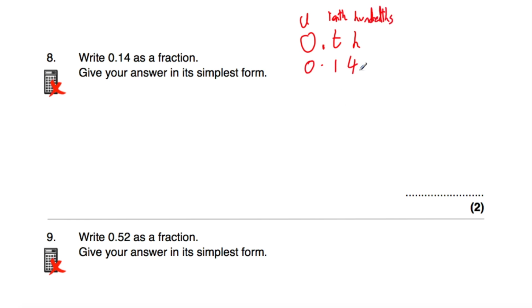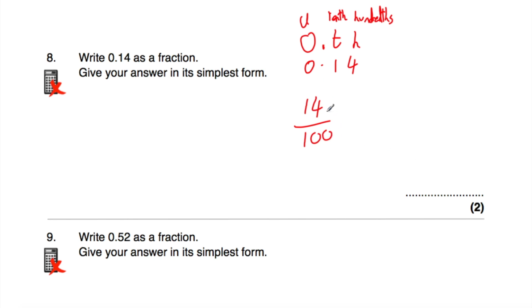So here we've got 0.14, which is 1/10 and 4 hundredths, or we can consider it as 14 hundredths, just writing it as 14 over 100. Now some people like to consider the fact that this has got 2 decimal places. So because it's got 2 decimal places, it's going to be over 100. So it's 14 over 100.